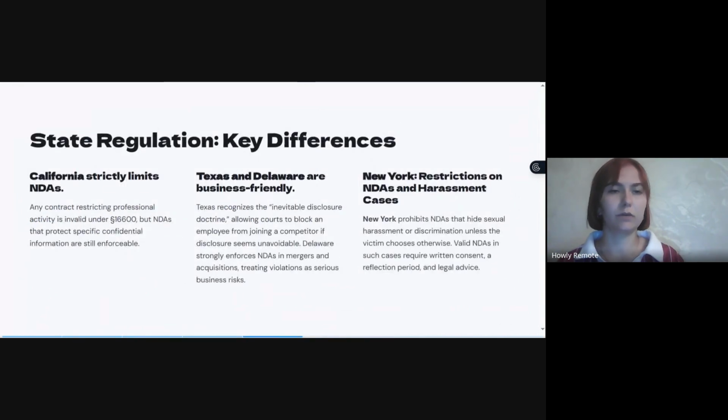Now, the state regulation. Different states in the US have different laws about NDAs. California: here NDAs are valid only to protect specific trade secrets, not general skills. There is strong protection for whistleblowers. For example, in the Edwards versus Arthur Andersen LLP case, the California Supreme Court invalidated even narrow non-compete agreements.